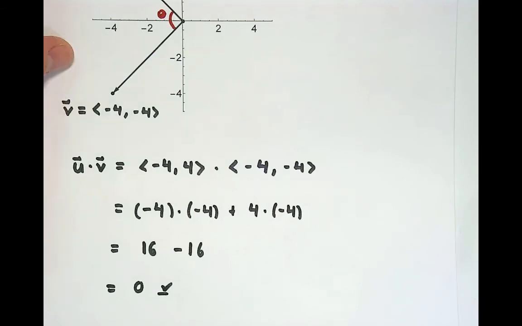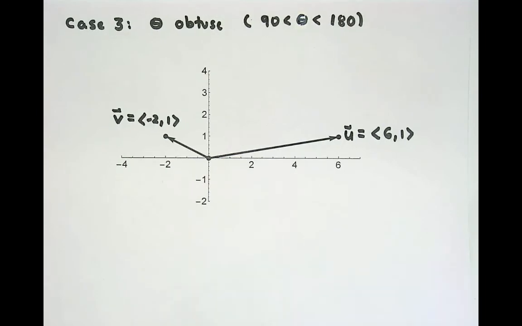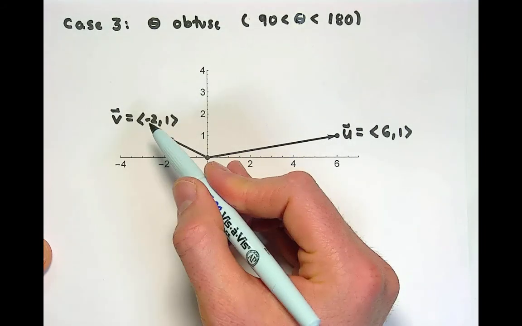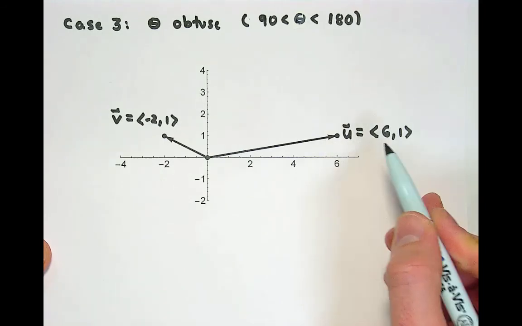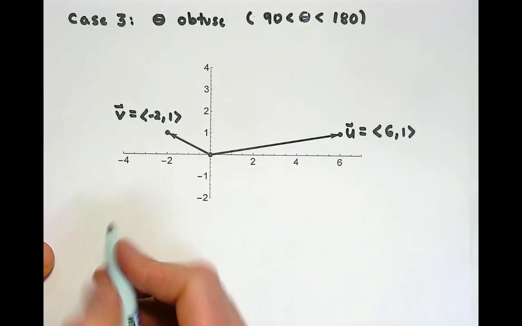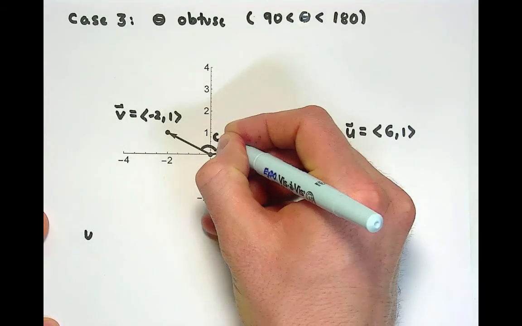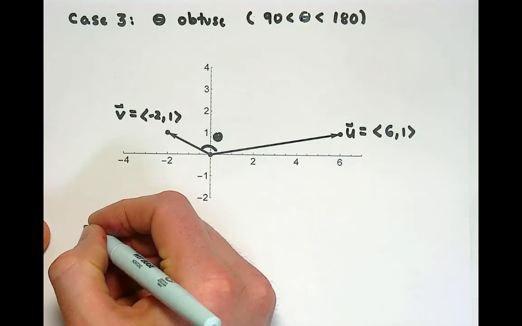Let's take a look at our third case, a set of vectors that satisfy our third case. Again, I'm hoping that you're copying these examples down. So we have a vector v that is -2, 1, and a vector u that is 6, 1. Let's take a look at the angle between the two of them. Of course, we hope to call that angle theta. It looks like theta is bigger than 90 degrees.